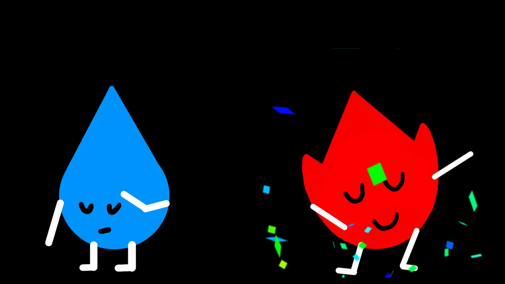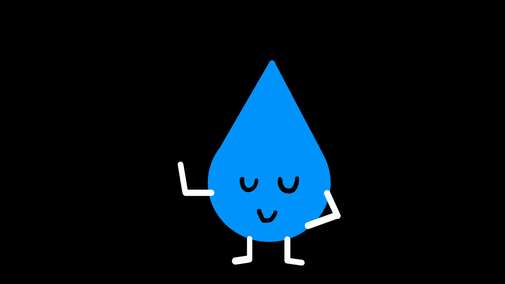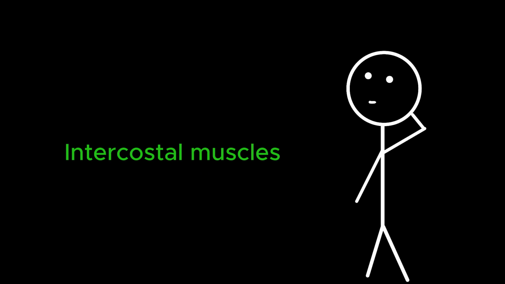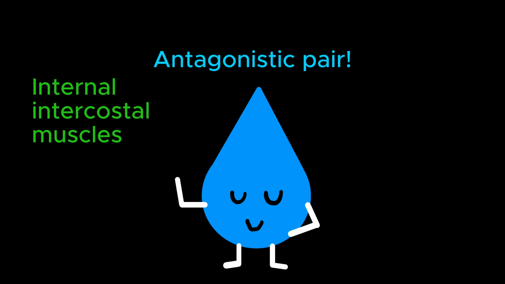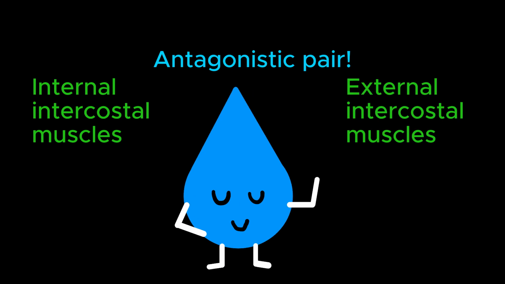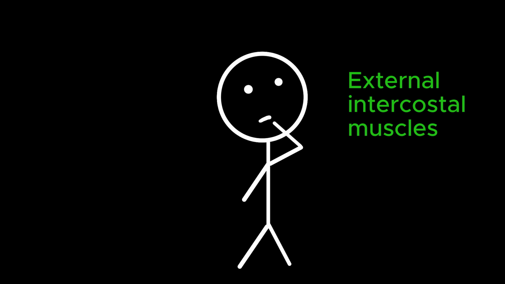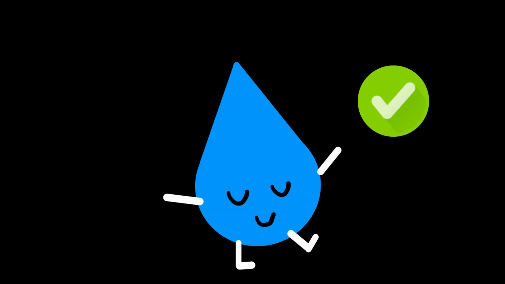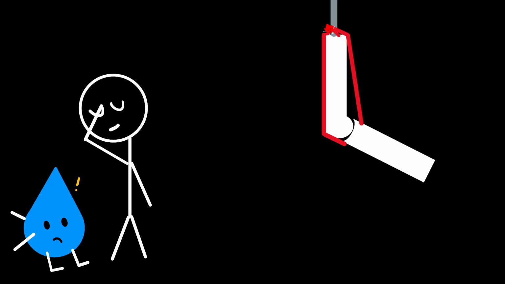Thank you, thank you. An important example of an antagonistic pair of muscles are your intercostal muscles. Which are those? The muscles between your ribs. They help to move your rib cage when you breathe in and out. There are internal and external intercostal muscles. Let me guess. The external intercostal muscles help you breathe in and the internal ones help you breathe out? Correct.